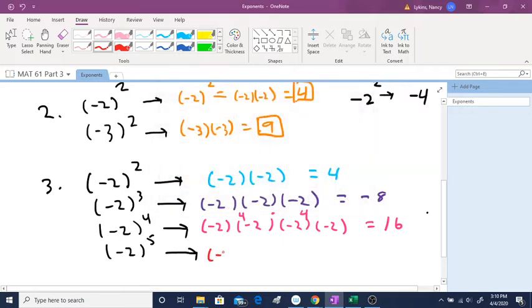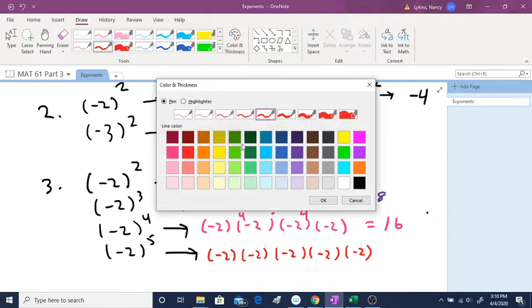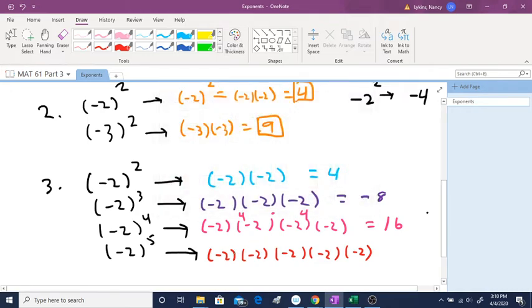And finally, negative 2 to the 5th means I've got negative 2 times negative 2 is 4. Another negative 2, negative 2 is 4. And then I've got this negative 2 right here. So 4 times 4 is 16. Times another negative 2, negative 32.